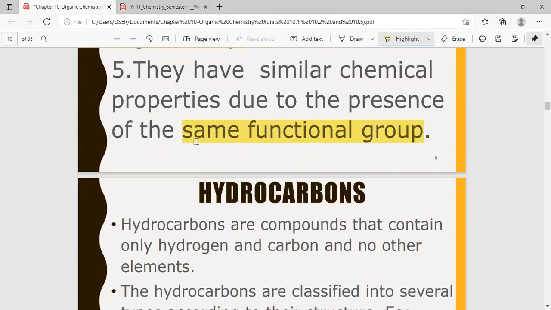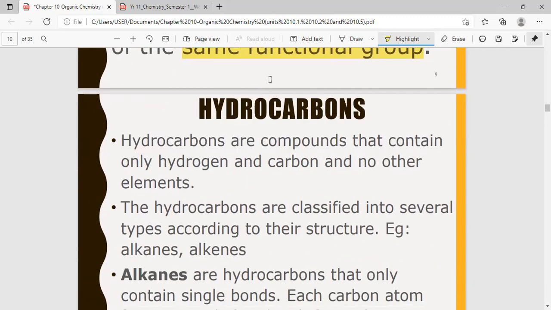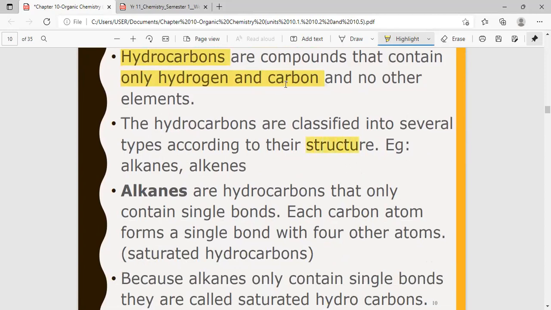Now we move on to the next term, which is hydrocarbon. Hydrocarbons are the simplest organic compounds because they contain only carbon and hydrogen. Carbon on its own is just an element; only when it reacts with another element can it form a compound. Here it's only carbon and hydrogen. From the name itself, hydro is for the hydrogen and carbon for the carbon. Hydrocarbons are classified based on their structure as alkanes, alkenes, and alkynes. For your year 11 syllabus, you only learn about alkanes and alkenes.